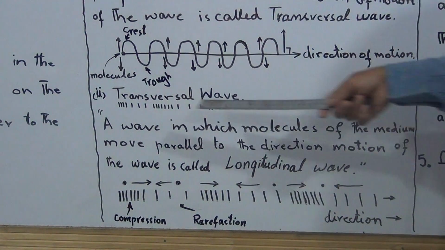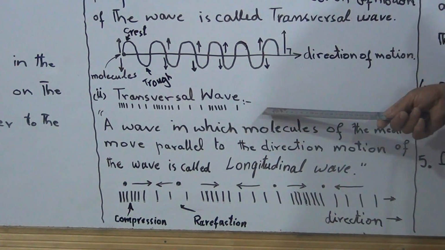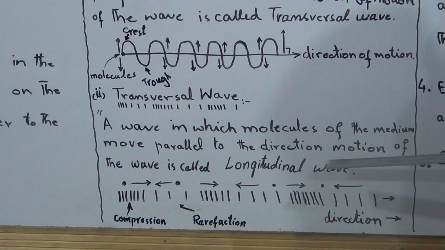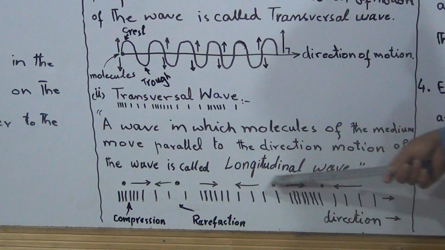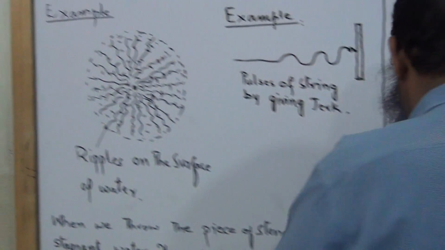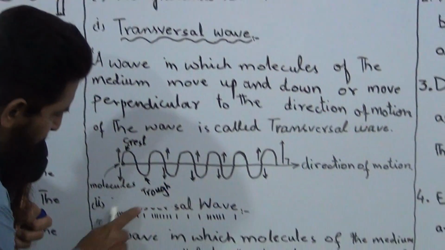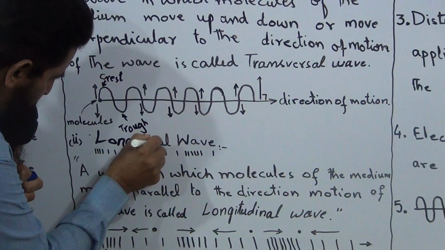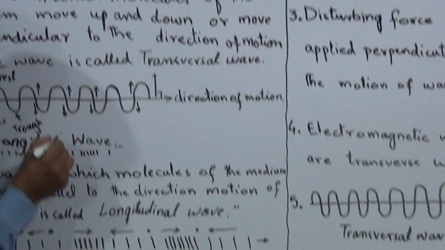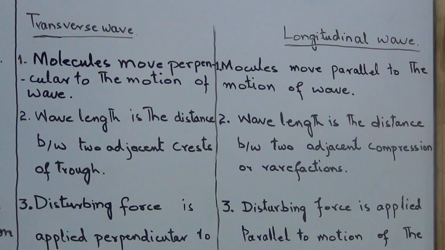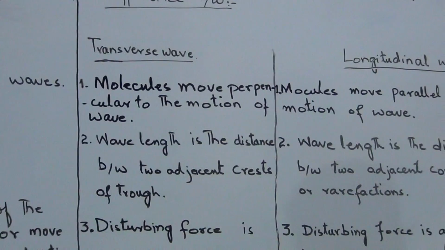Now look at the second wave, the longitudinal wave. A wave in which molecules of the medium move parallel to the direction of motion of the wave is called a longitudinal wave. Here we will write longitudinal wave, not transverse wave, longitudinal. Now we will study the differences between longitudinal wave and transverse wave.